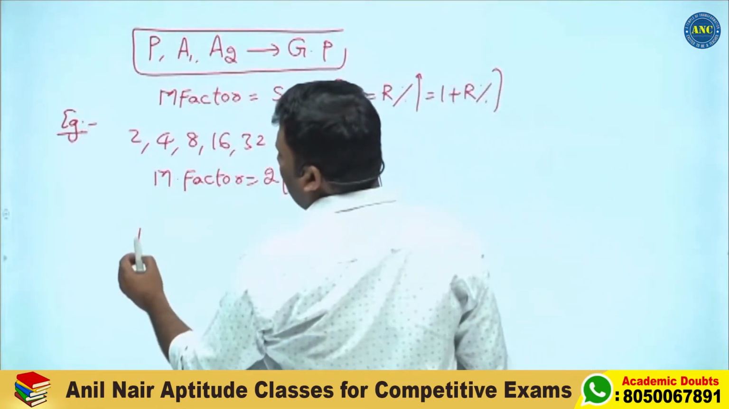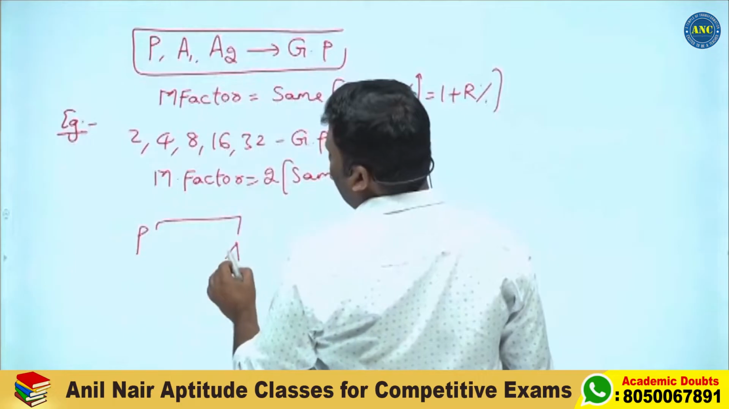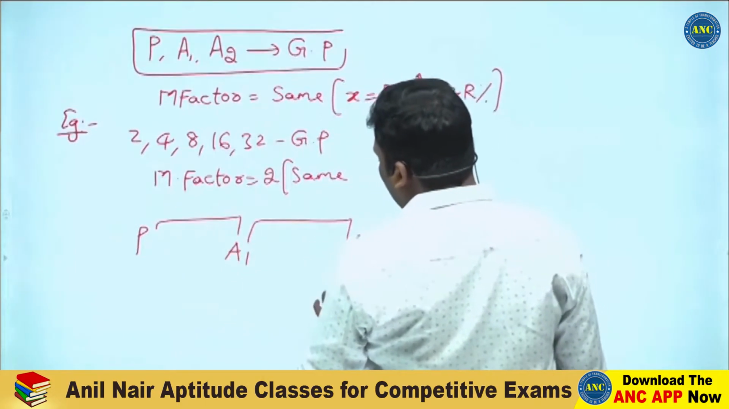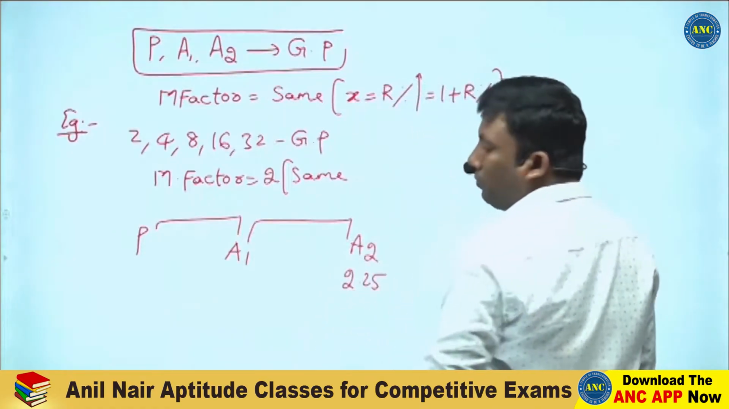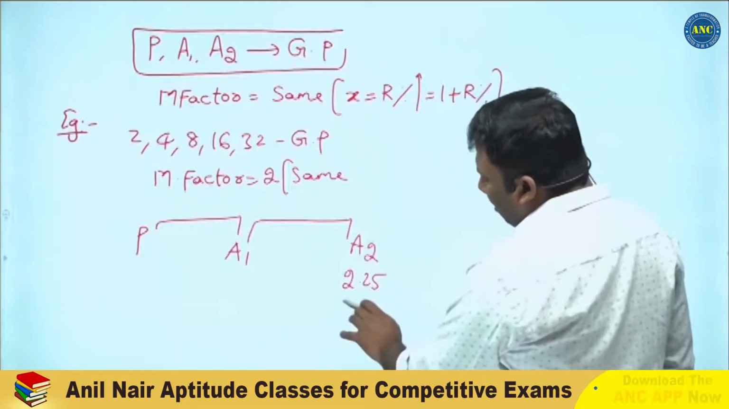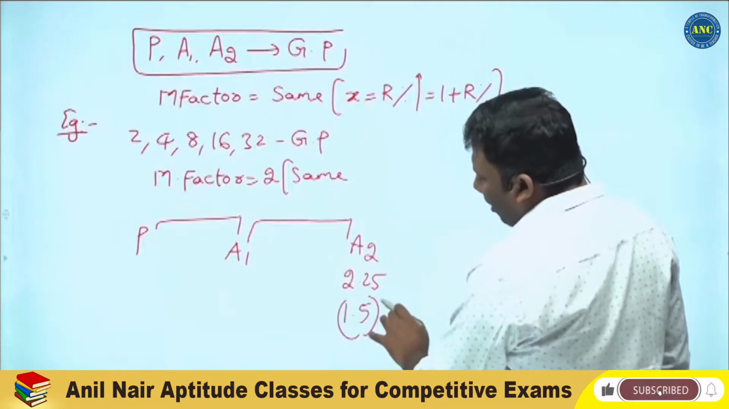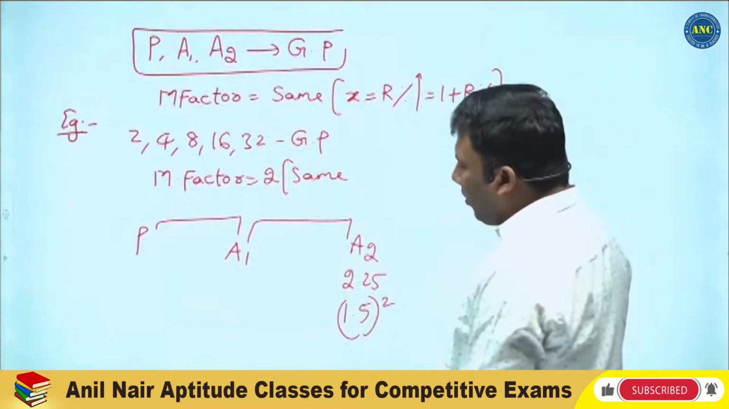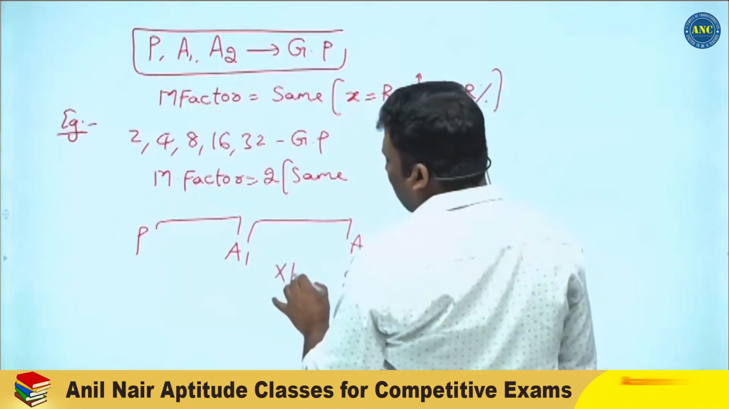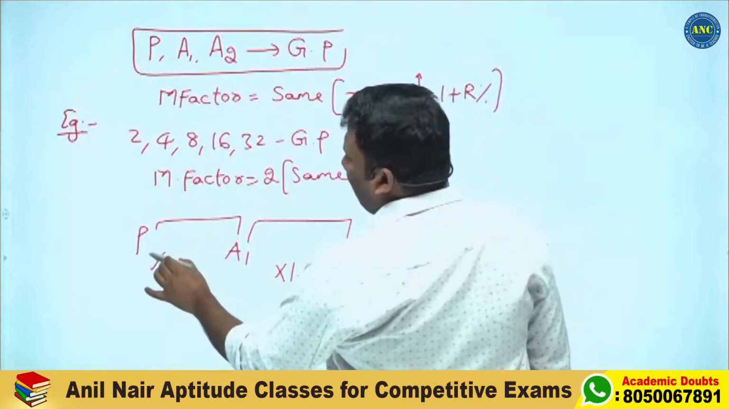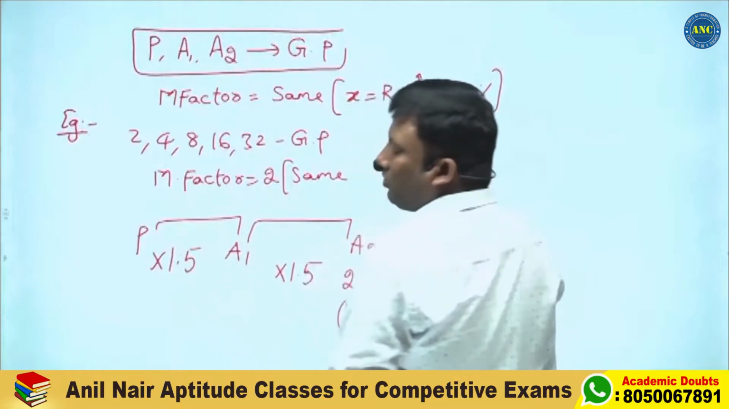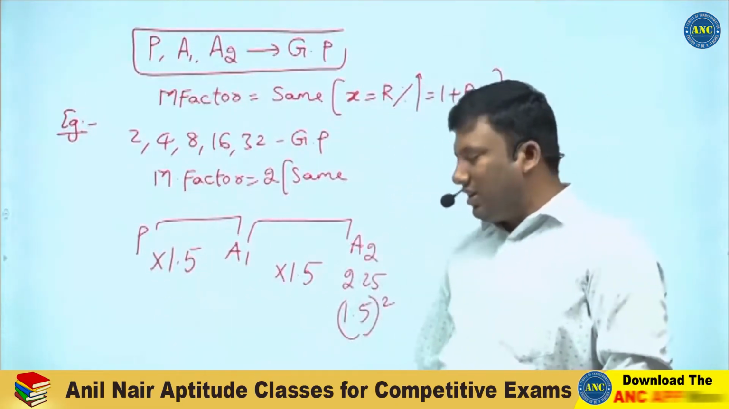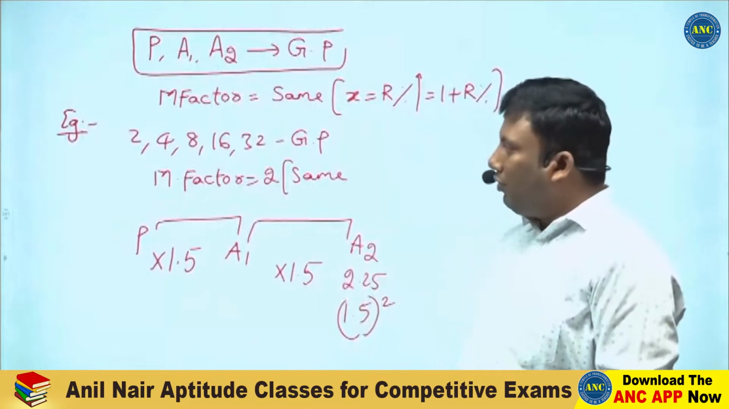What is given in the question? The principal, the amount at the end of the first year, and the amount at the end of the second year, which is 2.25. If you observe closely, 2.25 is 1.5 squared. The amount at the end of the second year is 1.5 squared. That means the first factor would have been 1.5. The multiplication factor remains the same. Yes or no? The multiplication factor will always be the same. Answer: it is 1.5 squared.